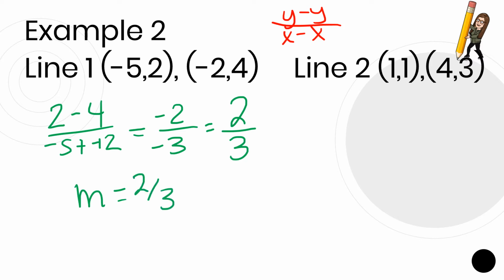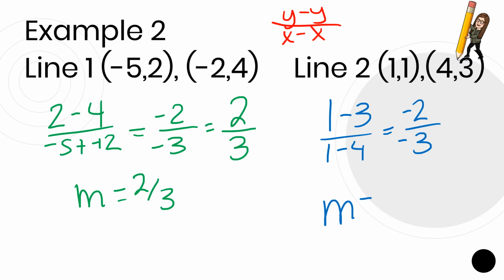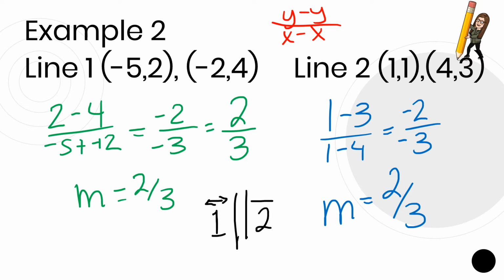Let's try our second line. Y minus y over x minus x, -2 over -3, which a negative divided by a negative is a positive. We just proved that line 1 is parallel to line 2.